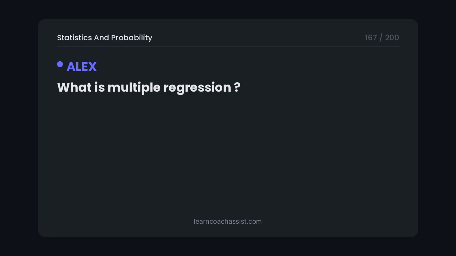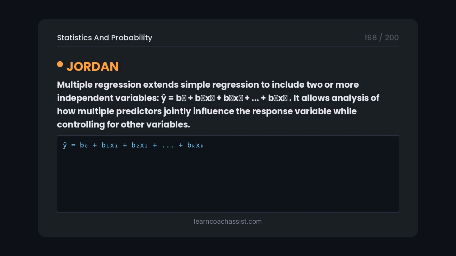What is multiple regression? Multiple regression extends simple regression to include two or more independent variables, y equals b0 plus b1x1 plus b2x2 plus ... bkxk. It allows analysis of how multiple predictors jointly influence the response variable while controlling for other variables.